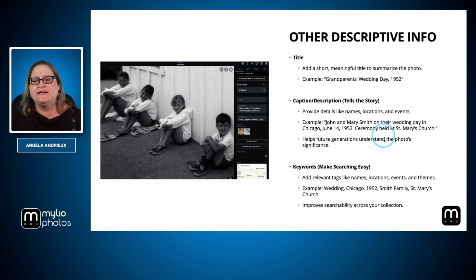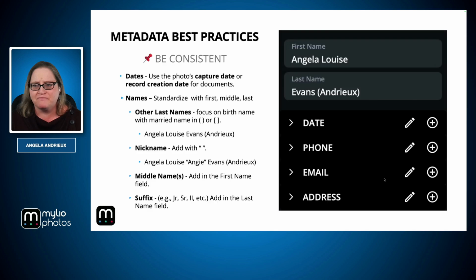Your caption and description is your place to tell the story in a longer form. Now, if you have an extensive story to tell, that's when I might attach a text file and keep that in your Mylio Photos library to preserve that additional information with that picture. And then additionally, keywords are individual words or phrases that you think you might use to later search for this image. These are optional, but it does make searching a lot easier. You don't have to do it with every photo, but if there's something that's really important, it might be worth adding a little bit of extra context there as well.